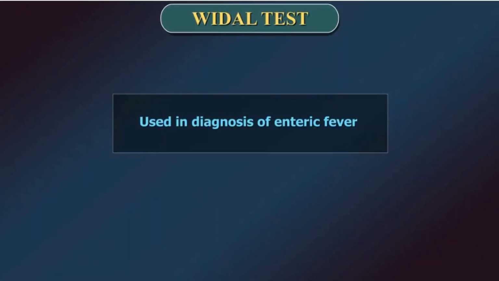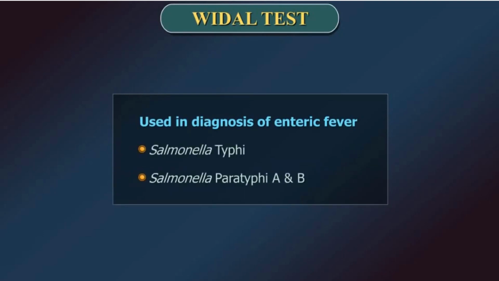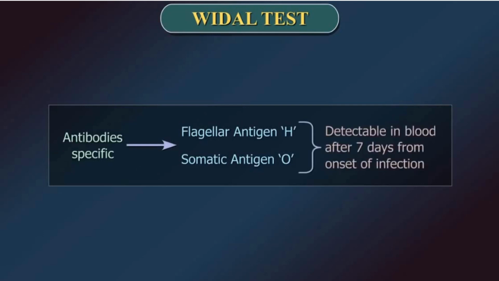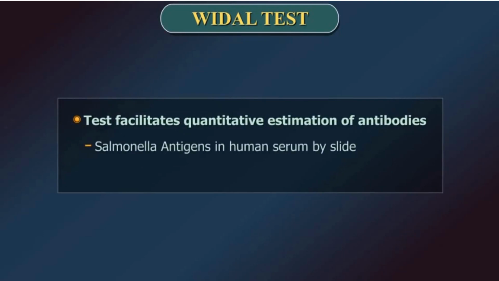That is, typhoid and paratyphoid fever, caused by Salmonella typhi and Salmonella paratyphi A and B respectively. Antibodies specific to flagellar antigen H and somatic antigen O of Salmonella species usually become detectable in blood 7 days after the onset of infection in individuals infected with typhoid bacilli. This test facilitates quantitative estimation of antibodies to Salmonella antigens in human serum by slide and tube agglutination test.